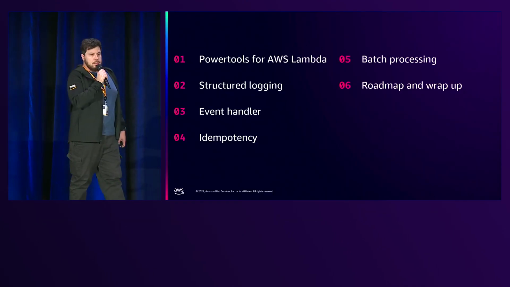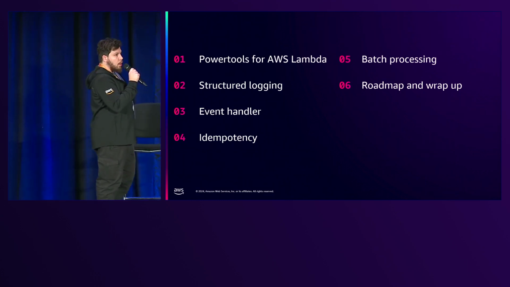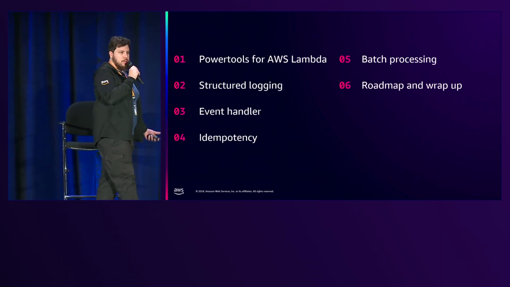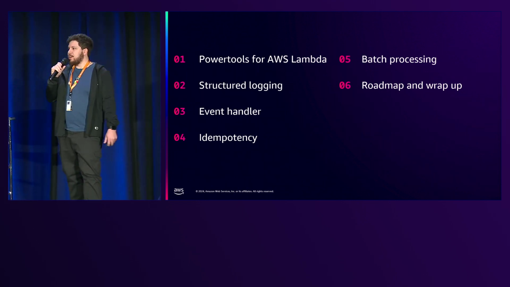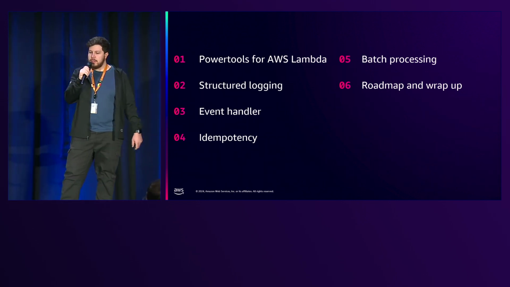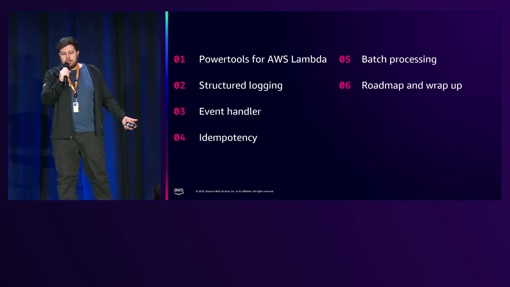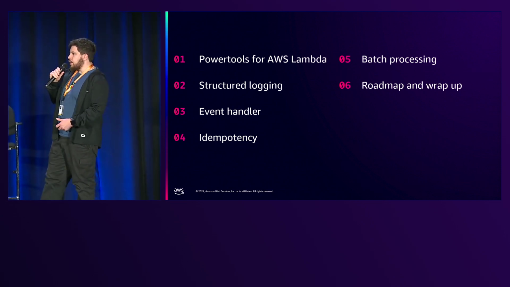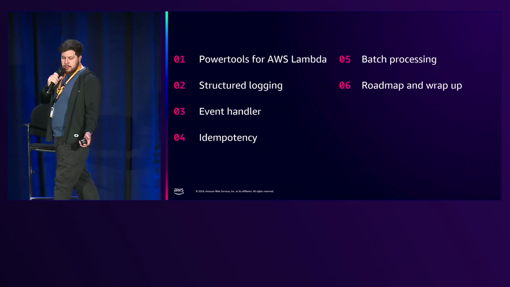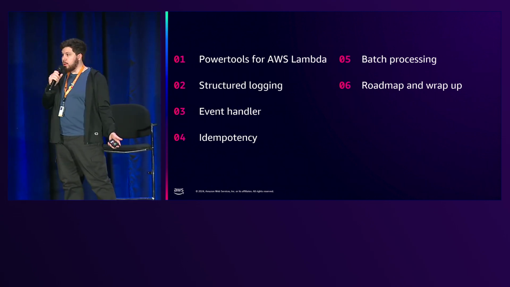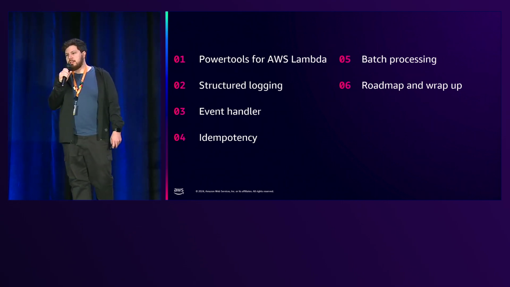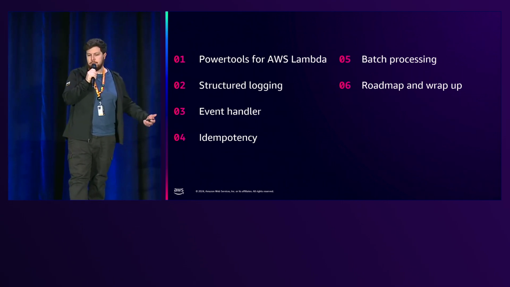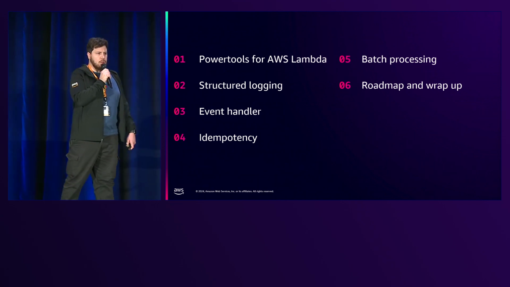So let's get started. This is the agenda for today. I'm going to do a very short introduction about Powertools for AWS Lambda for those of you who didn't raise their hand, or maybe a refresher for those of you who know it. And then I'm going to talk about structured logging, event handling for APIs, idempotency, batch processing, and then I'm going to share some links to the product roadmap and Q&A. So let's get started.